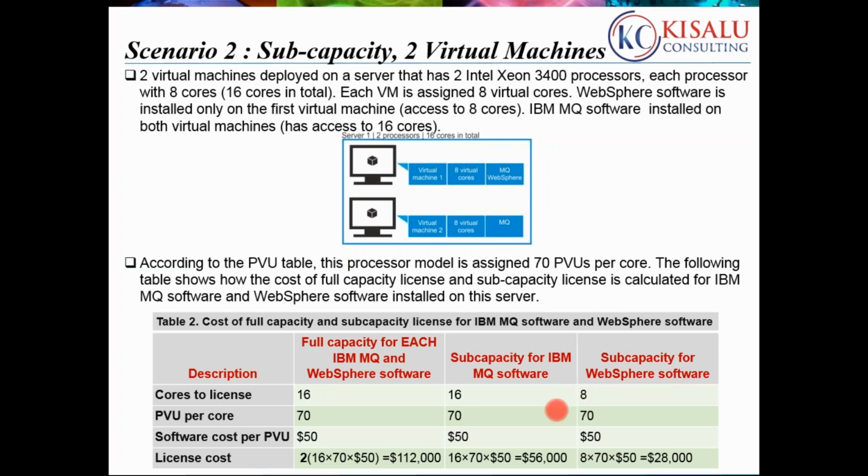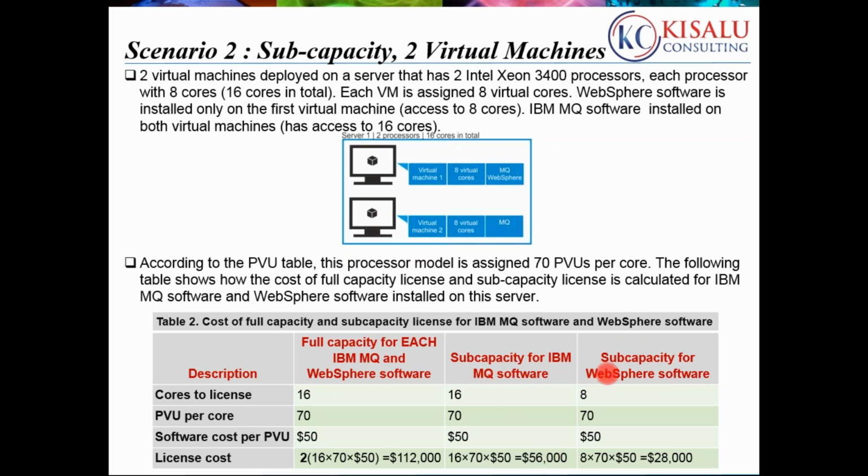So it means for MQ, we will also pick up the PVU rate, which is 70, and the cost per PVU, which is 50. For MQ software, we will pay 16 cores total times 70 PVU per core, and times the $50 per PVU, which gives us a total of $56,000 for the MQ software.